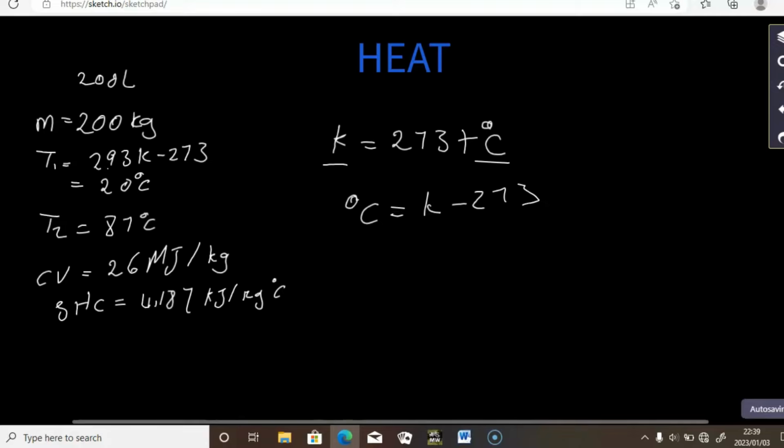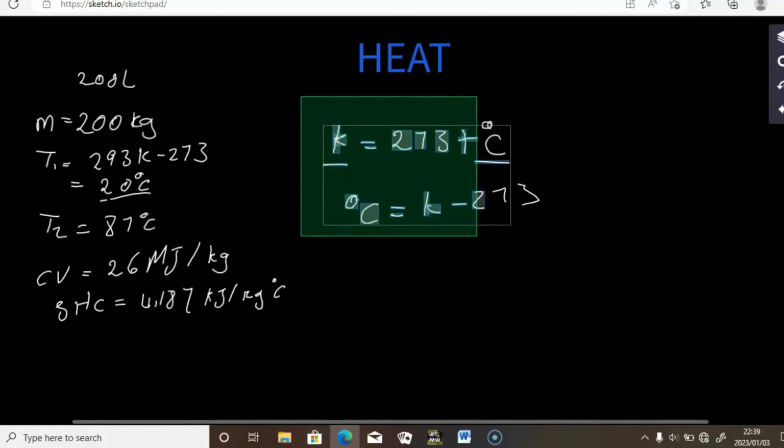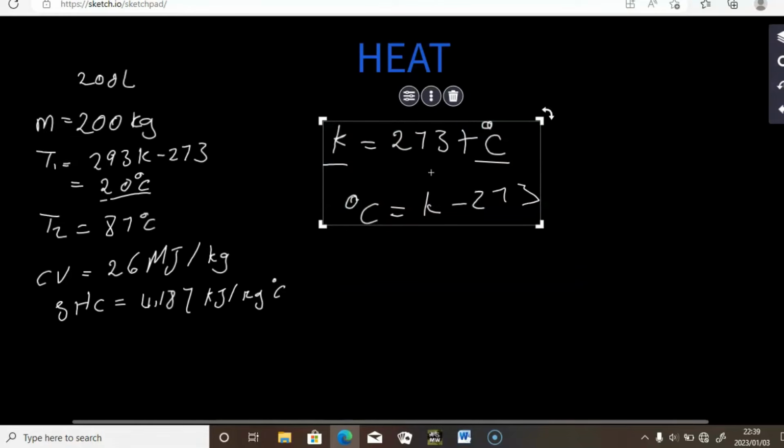This is what happened here. We were given these 293 in Kelvin, and we said minus 273, which gave us our initial temperature, T1, as 20 degrees Celsius, and we're given T2 as 87 degrees Celsius. The calorific value or the heat value is equal to 26 megajoules per kg. The specific heat capacity of water is 4.187 kilojoules per kg degrees Celsius. So we are going to start with the first question.